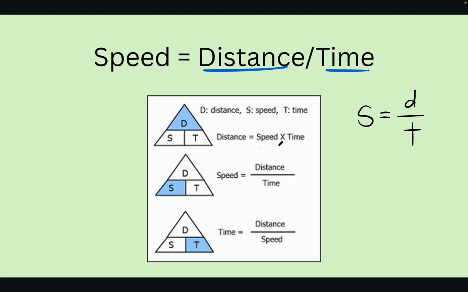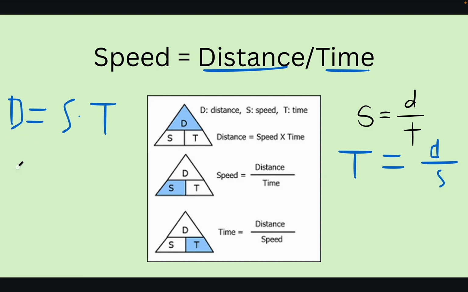Let's just write stuff down according to this pyramid. According to this pyramid, you can find distance by multiplying speed and time. So let's just put that down, speed times time. And you can find time by doing distance over speed. To illustrate more of this, let's use some more real life examples.